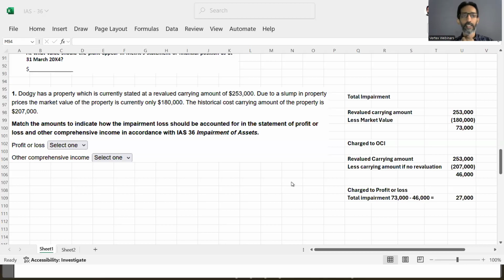Exactly. Yes, that's why we have to charge. Whatever is reversal would go to the OCI. You're right. Is it clear? Yes, students.